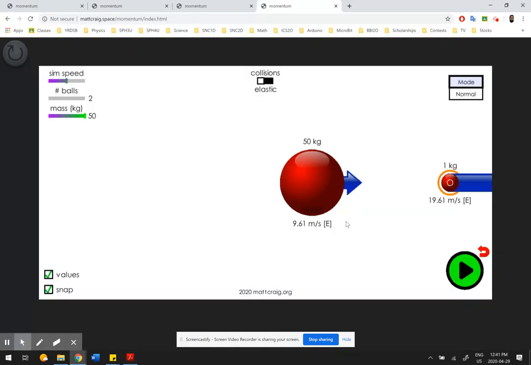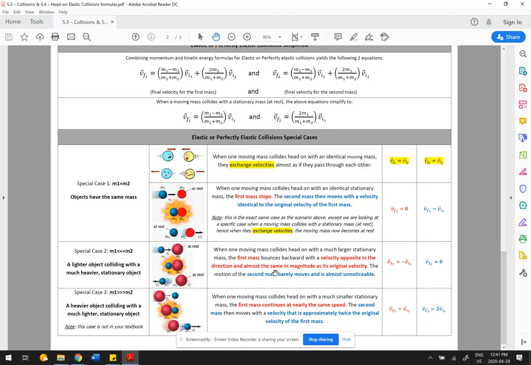And over here, it was starting at 10 meters per second. It's about 9.61, so there's some loss, some energy which is being transferred over, but it's approximately the same. And object 2 is going to be almost twice the original velocity of the first mass. Usually object 2 would be at rest, and then it would move in that same direction.